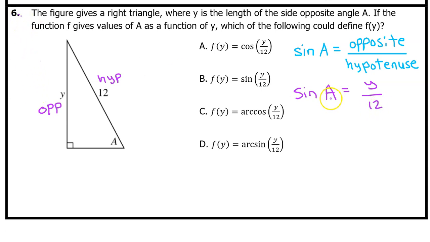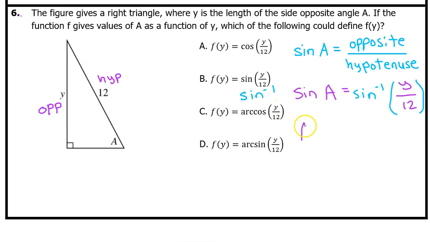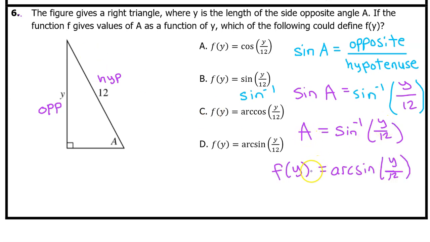To solve for angle A, we need to take the arcsine of both sides of this equation. On the left side, the arcsine and sine cancel each other out, leaving angle A. Angle A is equal to the arcsine of y over 12. This is the function we were looking for that gives the measure of angle A as a function of y. In other words, f of y is equal to the arcsine of y over 12. So the answer is D.